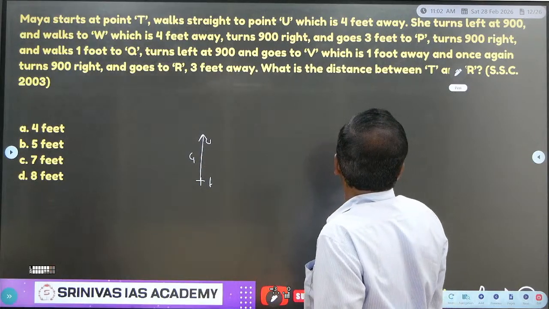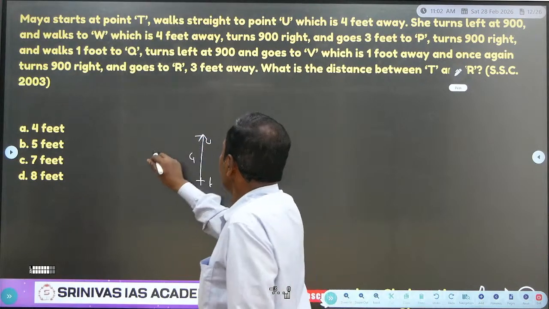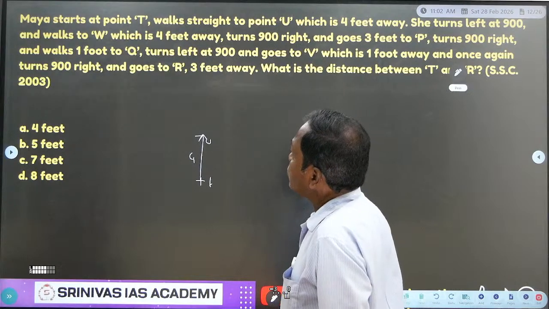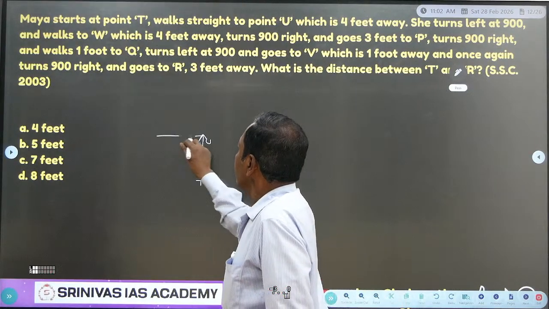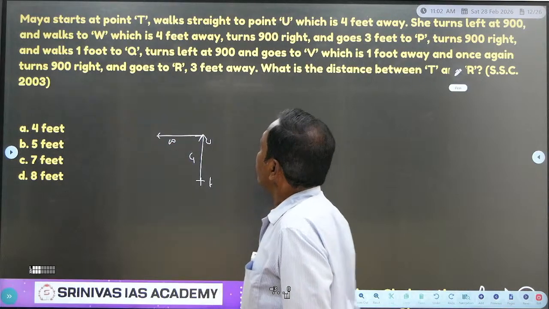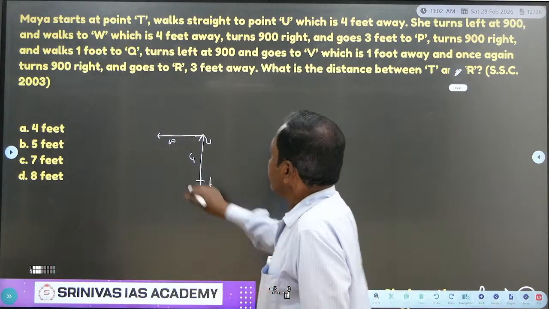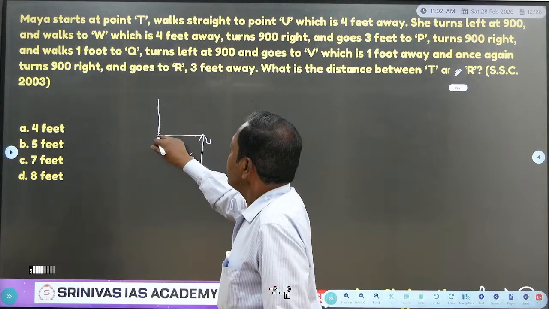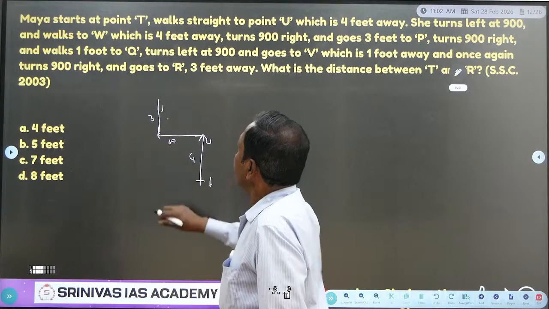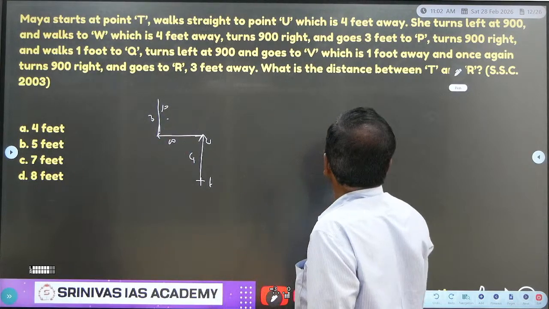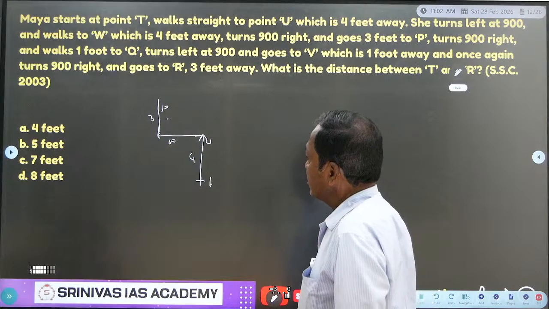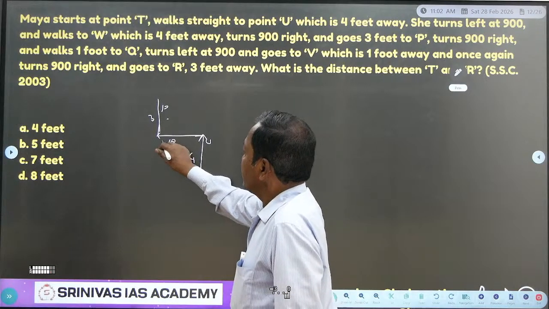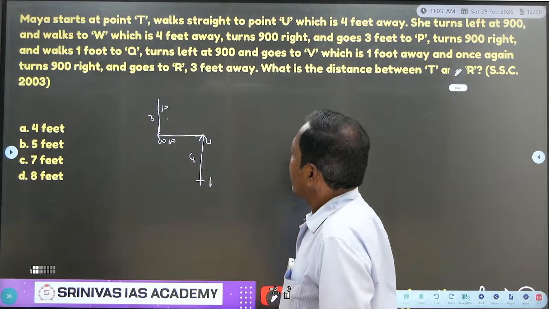She turns left at 90 degrees and walks to W, which is 4 feet away. Turns 90 degrees right and goes 3 feet to P. This is P. UW distance is 4. This is W, and this is the distance 4.